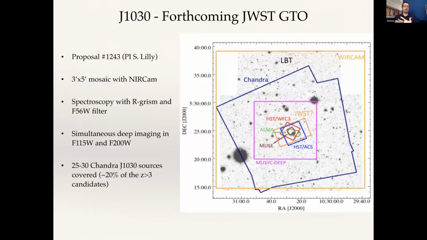And the other thing is, we are not directly involved, but this field is going to be targeted by James Webb with a GTO campaign. The field will be covered with both spectroscopy and photometry. And notably, about 20% of the Chandra sources will end up in the James Webb mask, including 20% of the redshift greater than 3 candidates. So this field is of great interest for the community, and we are also going to benefit from the amazing data that James Webb will provide us in the near future.